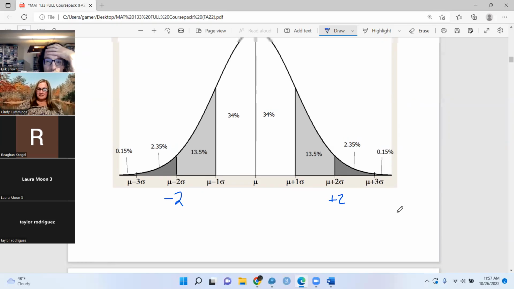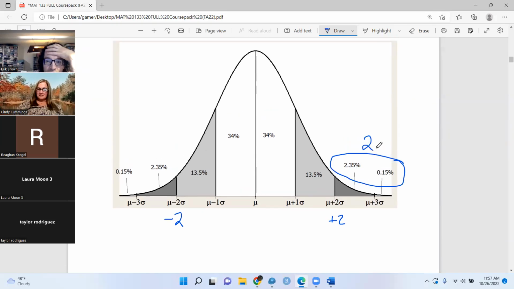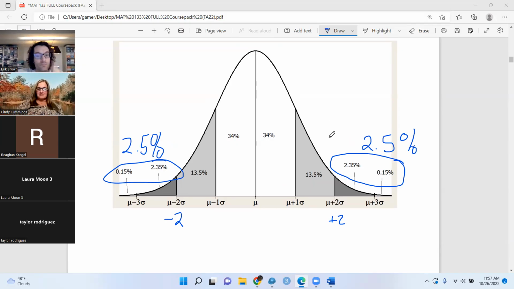So we have to add the 2.35 plus the 0.15. And what do we get? 2.5. Good. Okay. So we have to do that twice for this answer, but for unusually long, it's just the upper one. Do you see why I paused and said, oops, I think I got the wrong answer because 5% is wrong? When we talk about 2 standard deviations away from the mean, the total amount of area above 2 standard deviations is 2.5%. The total area below is 2.5%. So that percentage of unusually gets split between the top and the bottom.